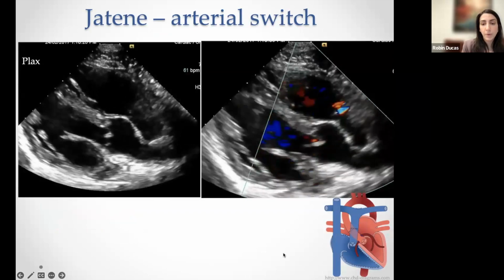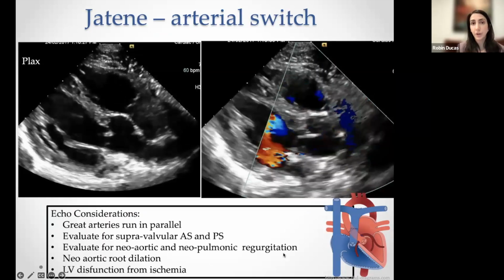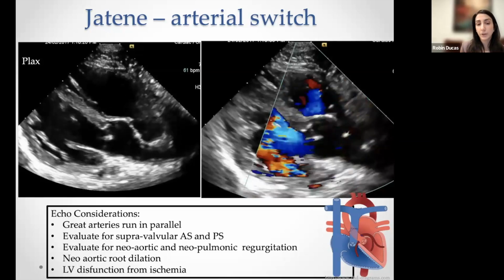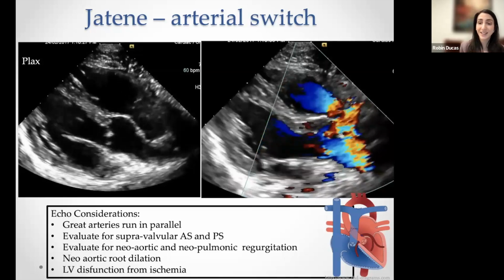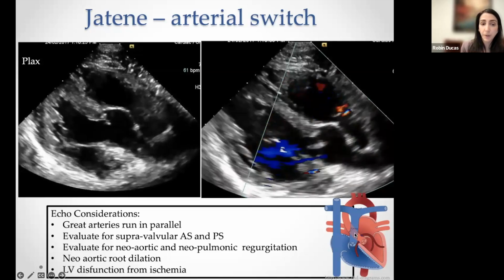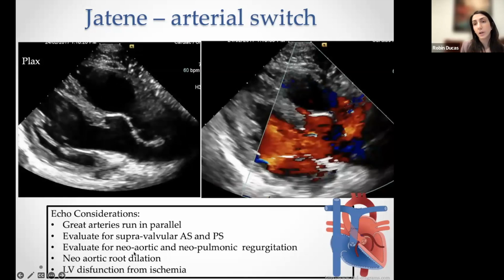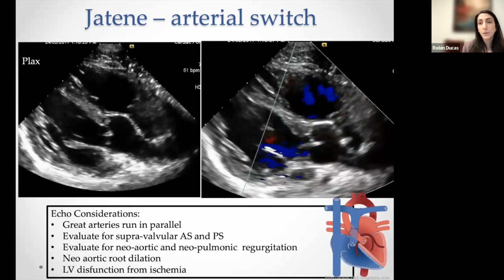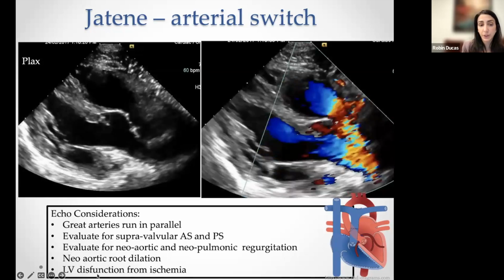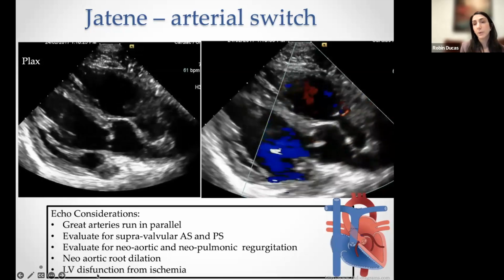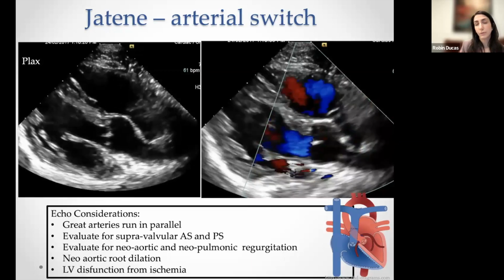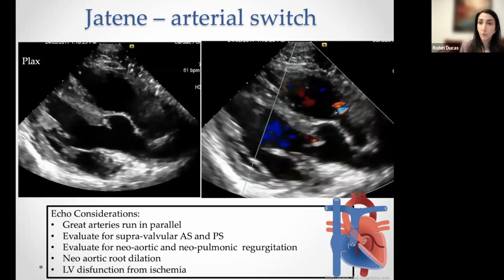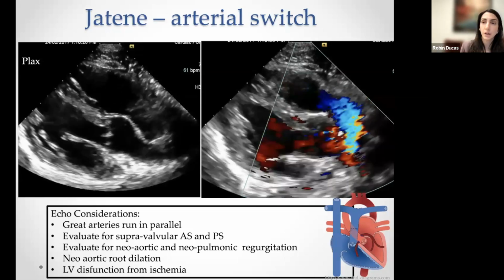The main considerations for evaluating patients with the arterial switch is you want to evaluate for supravalvular aortic stenosis and pulmonic stenosis because that's the anastomotic site, as we can see in the diagram here. You can look for neo-aortic and neopulmonic valve regurgitation or insufficiency, which can be a complication. You can get neo-aortic root dilation specifically at the surgical site. And importantly, we want to make sure we're evaluating for ischemia. This can be done looking for LV dysfunction, and at times we will also do stress echoes in these patients to see if the reimplantation of the coronary arteries has resulted in ischemia.